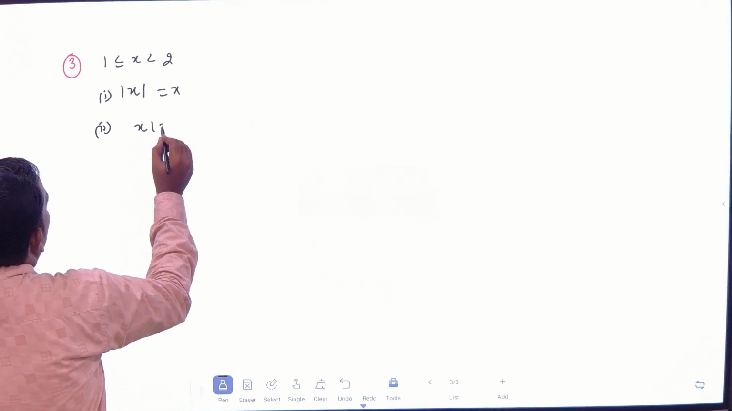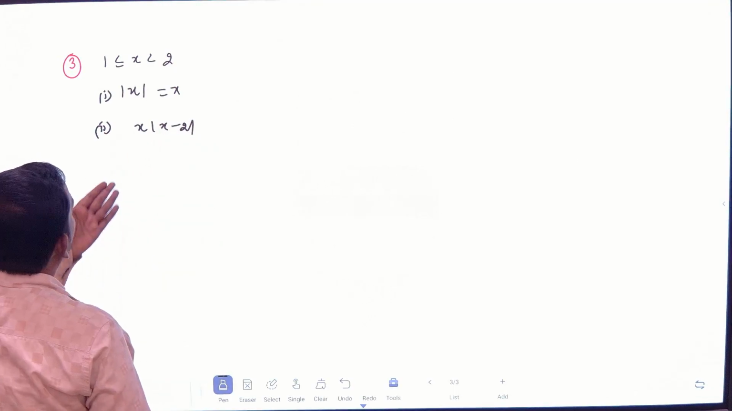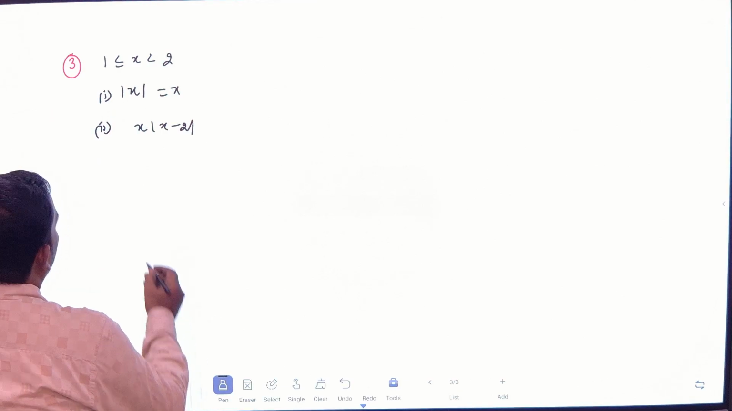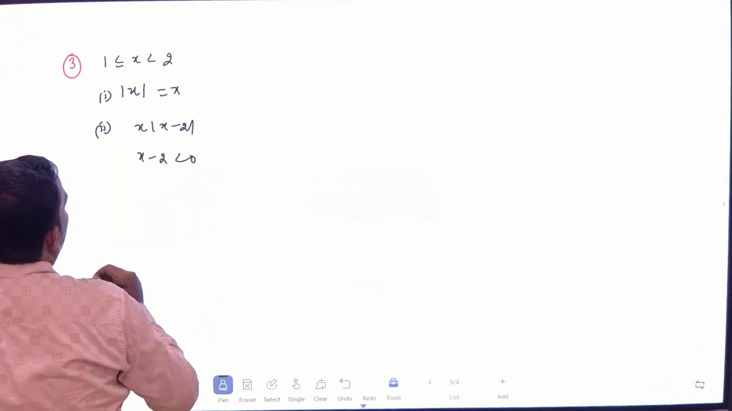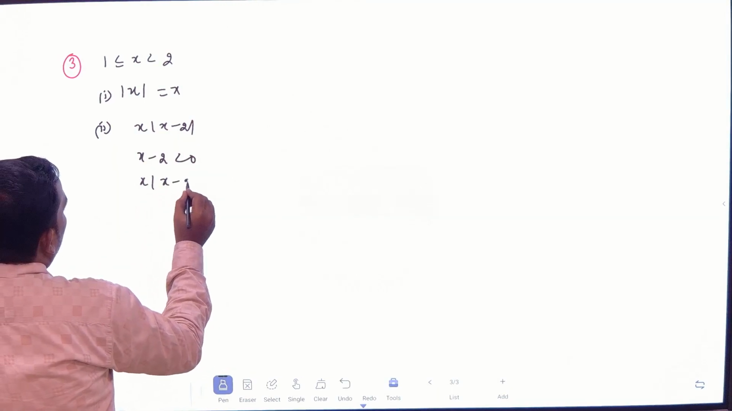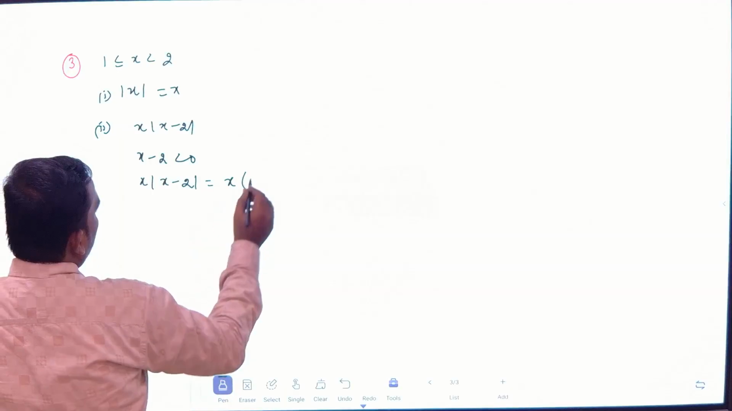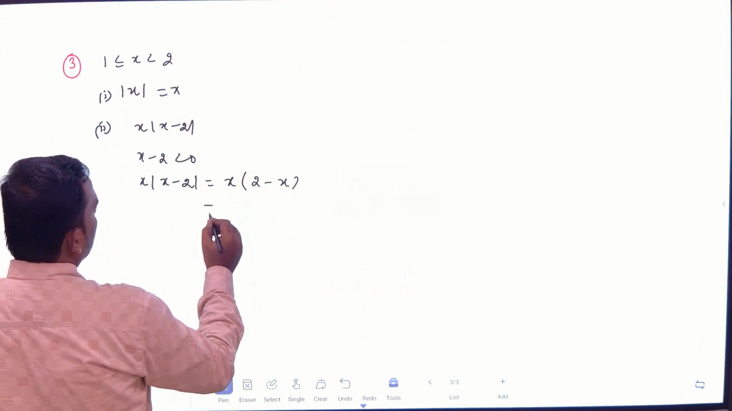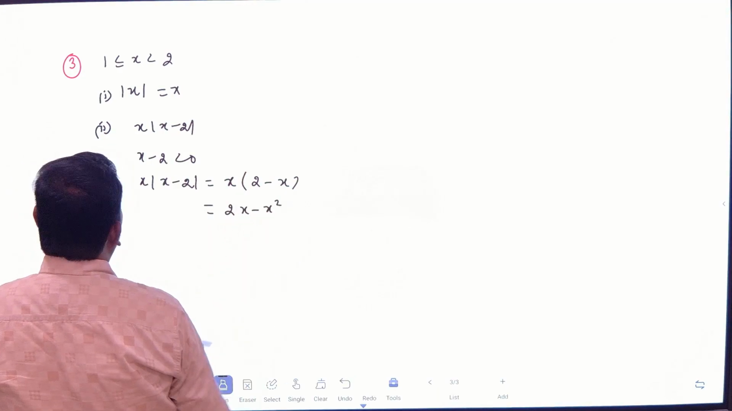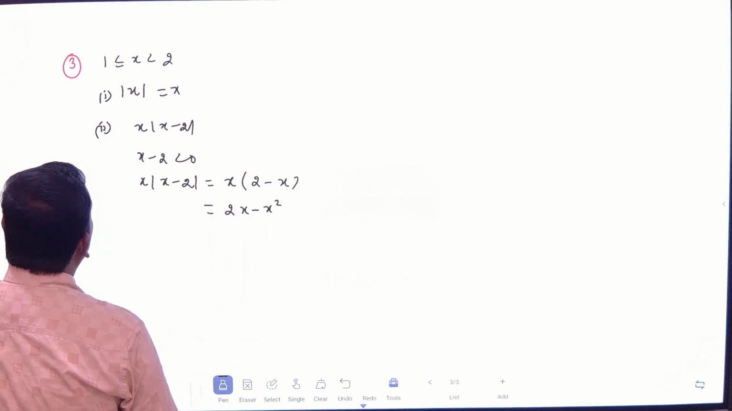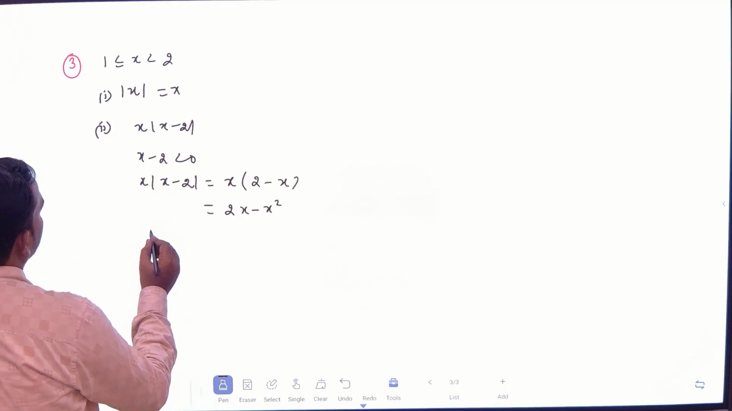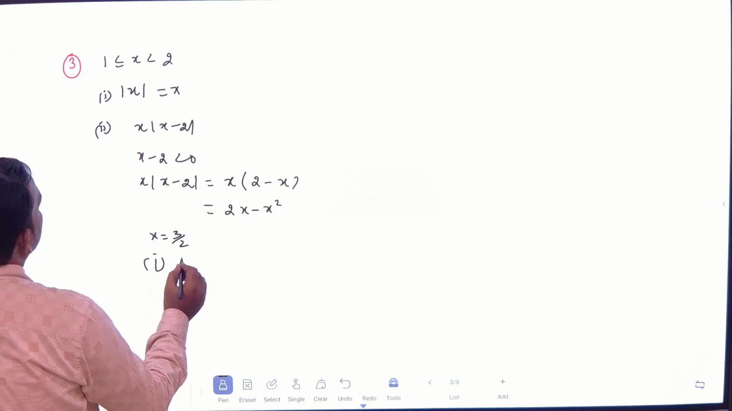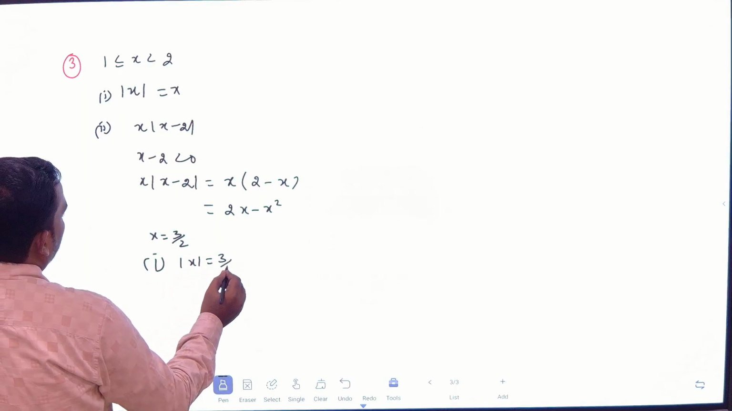Second one, x into mod x minus 2 you have to check. So you can add -2, definitely it will be negative. x minus 2 is negative. So therefore x into, how to write, 2 minus x, right? Mod x minus 2 we already defined, 2 minus x, so 2x minus x square. So now you can take 3 by 2. x equal to 3 by 2. So definitely the first one is mod x equal to 3 by 2.